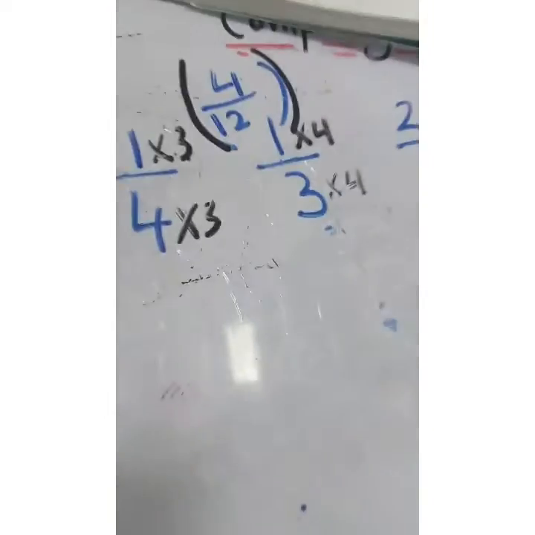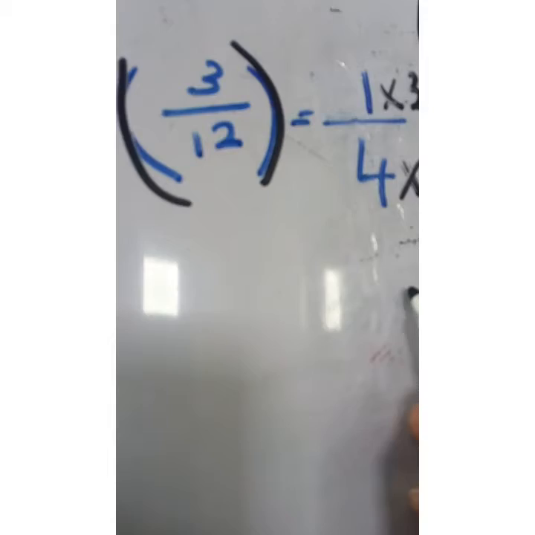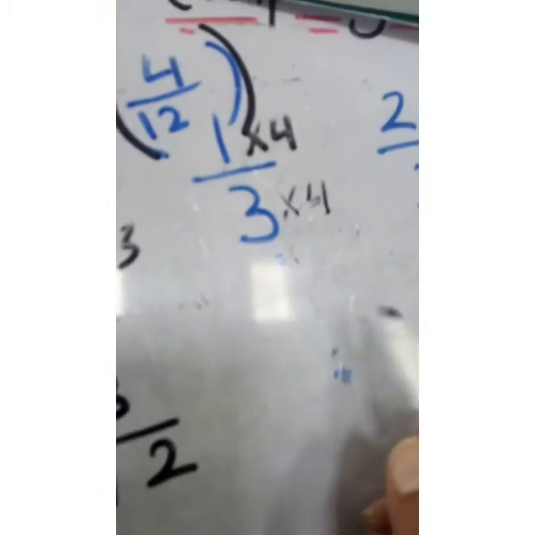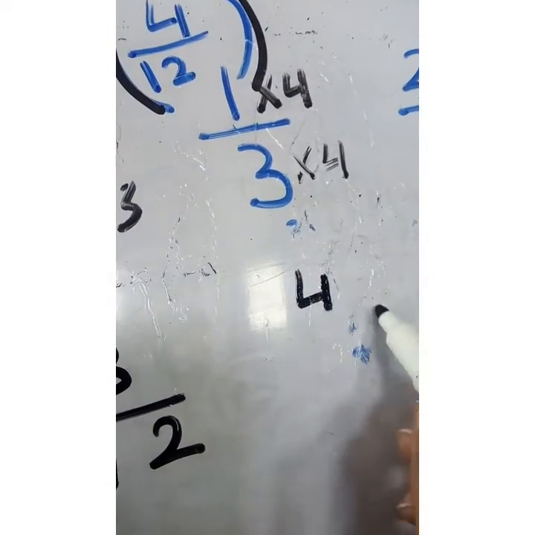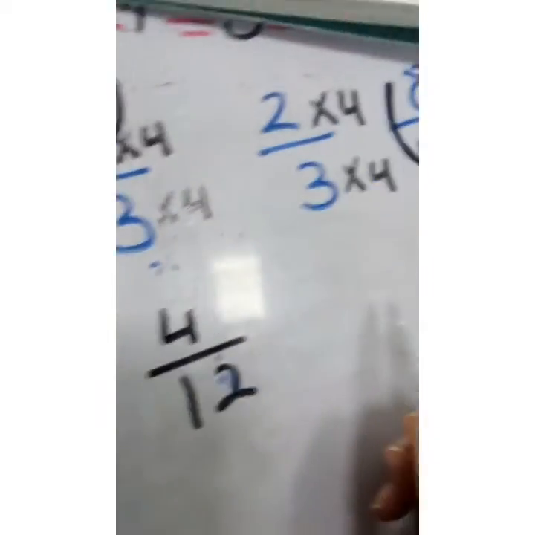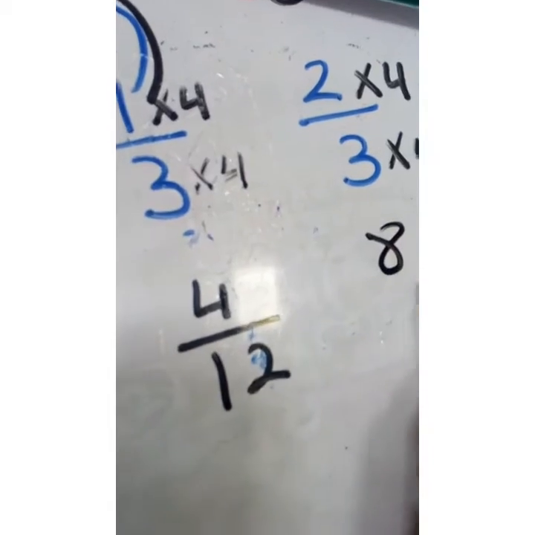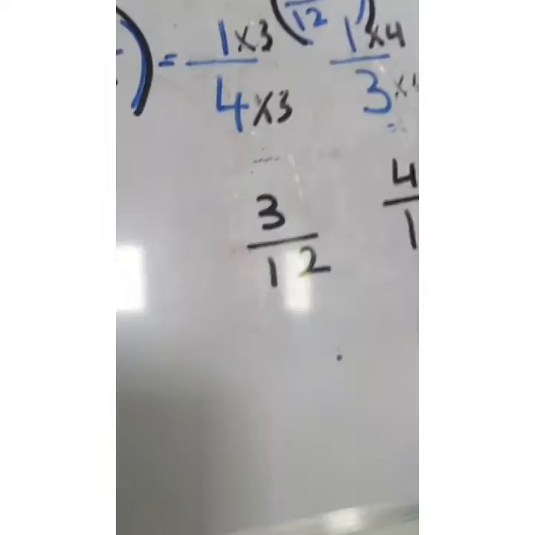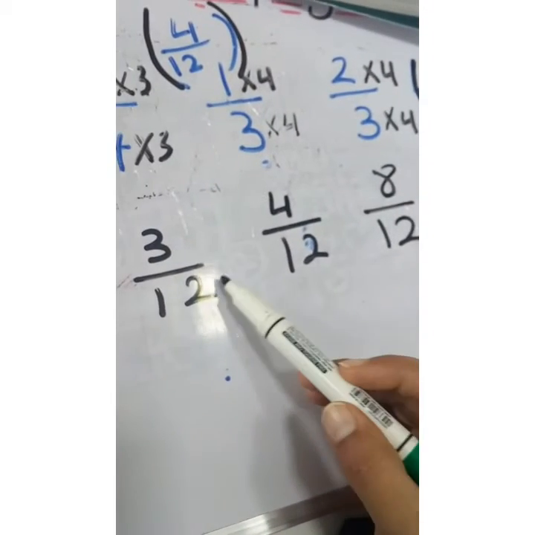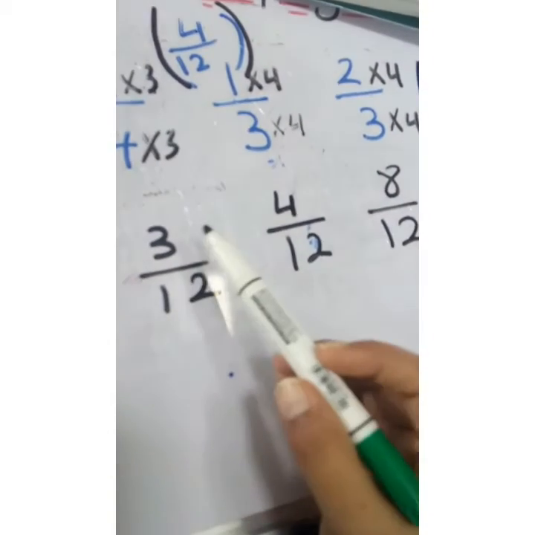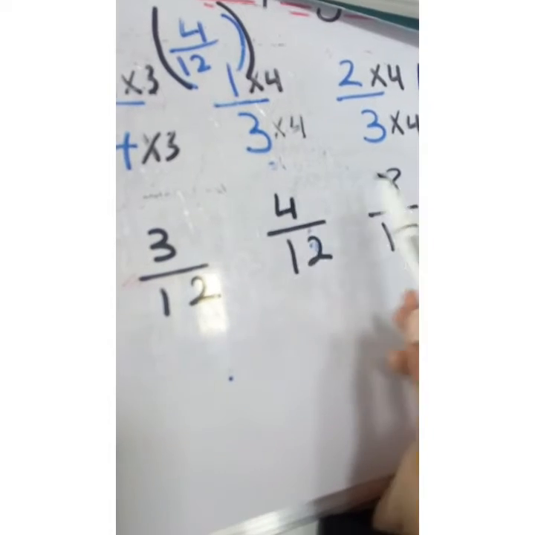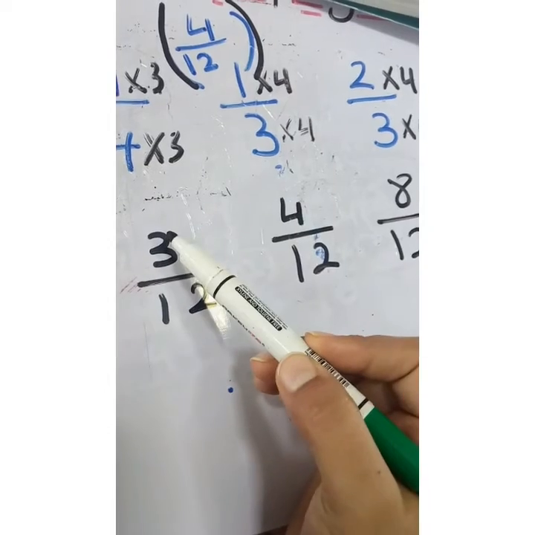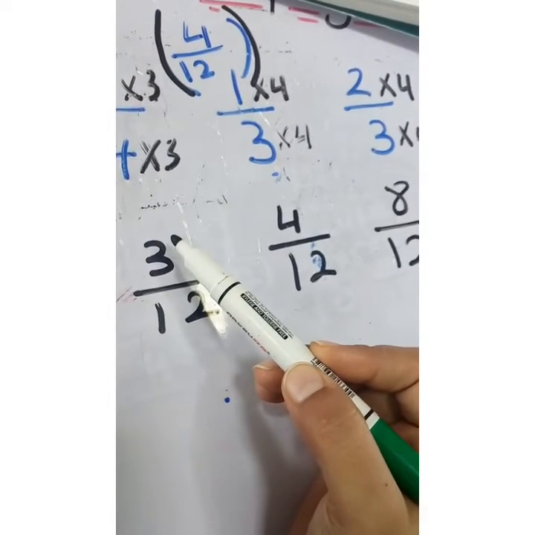So now we can compare between them easily. We write the first one, 3 over 12. The second one is 4 twelfths, and the third one is 8 twelfths. Same denominators, 12, 12, 12, different numerators, 3, 4, 8. And when we have the same denominators, we just look at the numerators. The bigger the numerator, the larger the fraction.